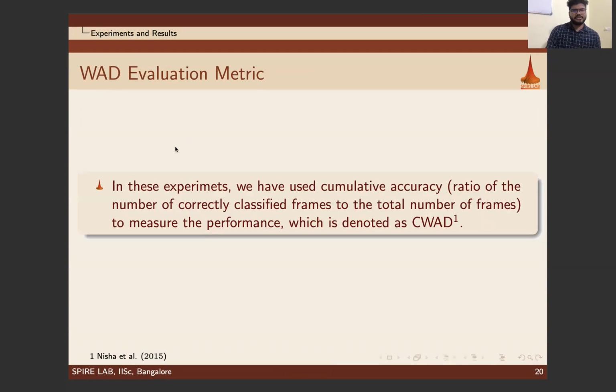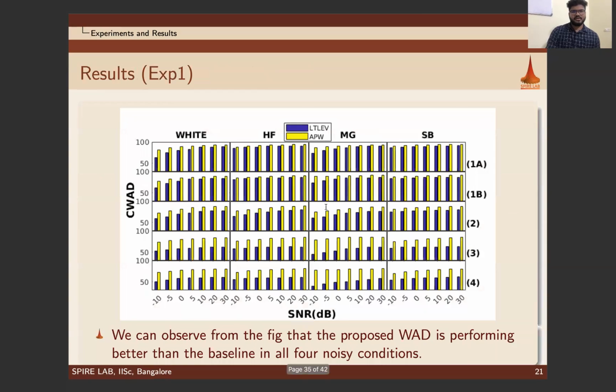To see the whisper activity detection evaluation metric, we considered cumulative accuracy, that is the ratio of the number of correctly classified frames to the total number of frames, to measure the performance, which is denoted as CWAD in this presentation. These are the results we got from both the experiments.